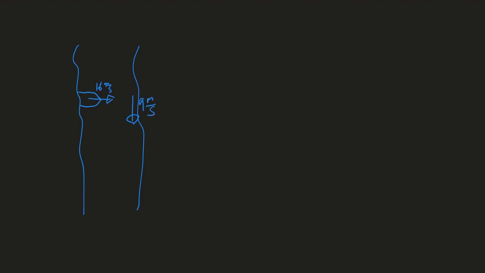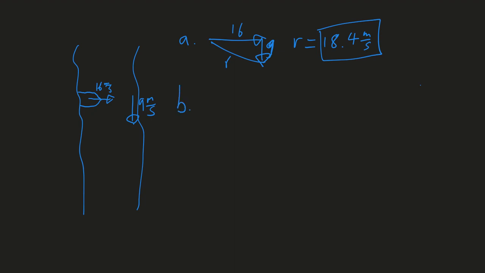All right. So if we want to find that resultant velocity, right, we're going to get that 16 into that 9, resultant here. And that should be equal to 18.4 meters per second. Sweet. Answer to letter A. Part B. But now we're going to start dealing with some kinematics.